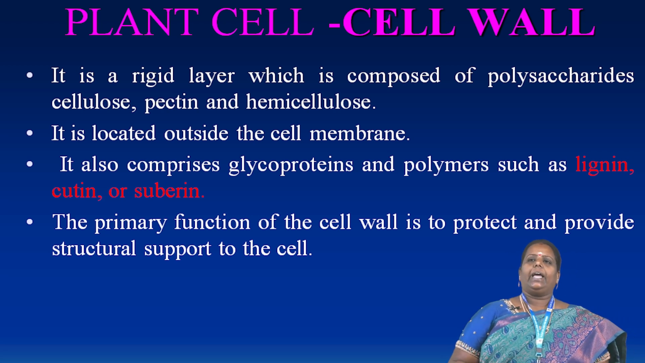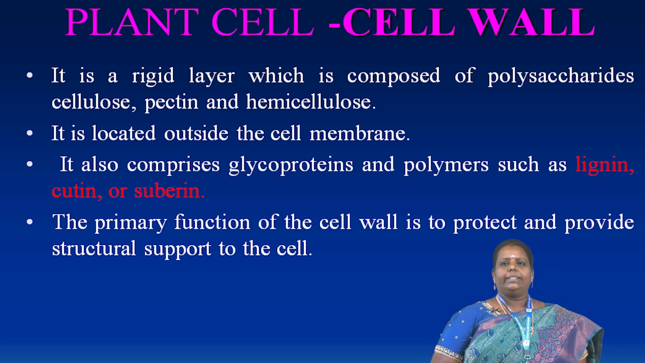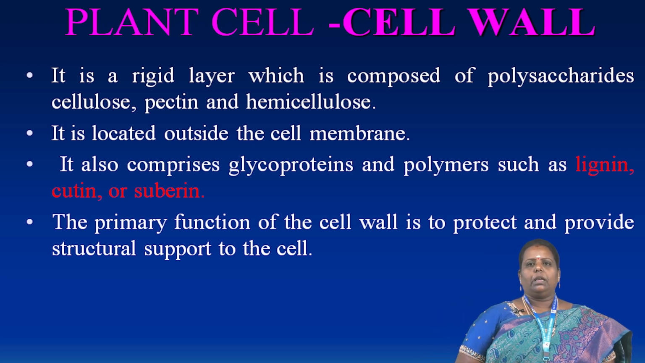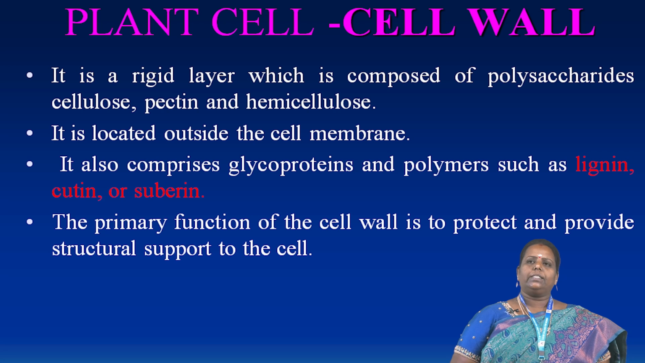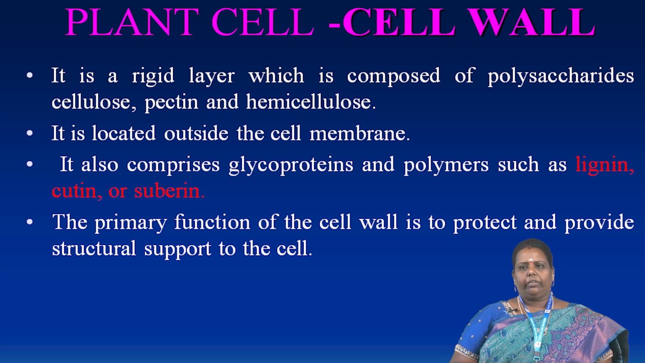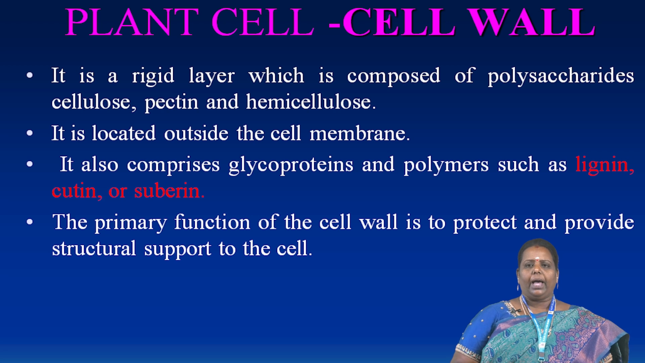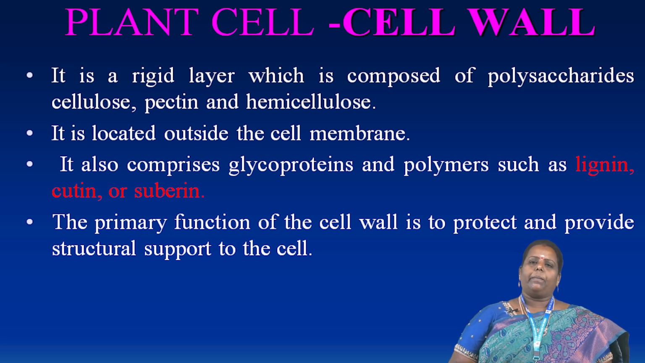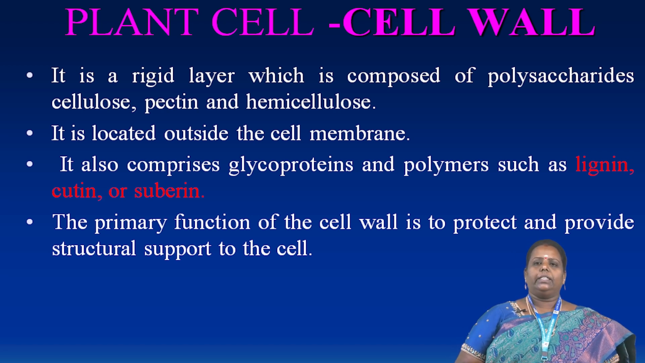It is a rigid layer. It is composed of polysaccharides: cellulose, pectin and hemicellulose. These are the cell wall contents. It is located outside of the cell membrane. It also acts as a barrier, and it comprises some protein. That protein is called glycoprotein, and many polymers also occur in it, like lignin, cutin and suberin. These are the polymers that occur in the cell wall.